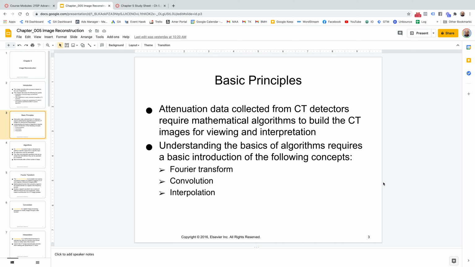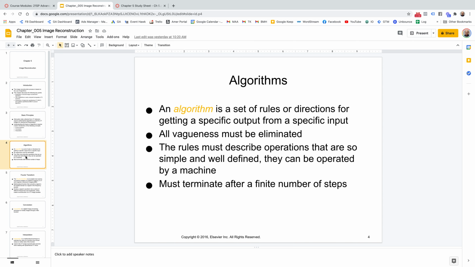So what is image reconstruction? Basically the attenuation data that's collected from the detectors, right? The X-ray beam hits the detectors, and that data requires mathematical algorithms to build the CT image for us to view. So there are basic algorithms required, and there are 3 concepts we can look at for those algorithms: Fourier transform, convolution, and interpolation. Okay, so what's an algorithm?